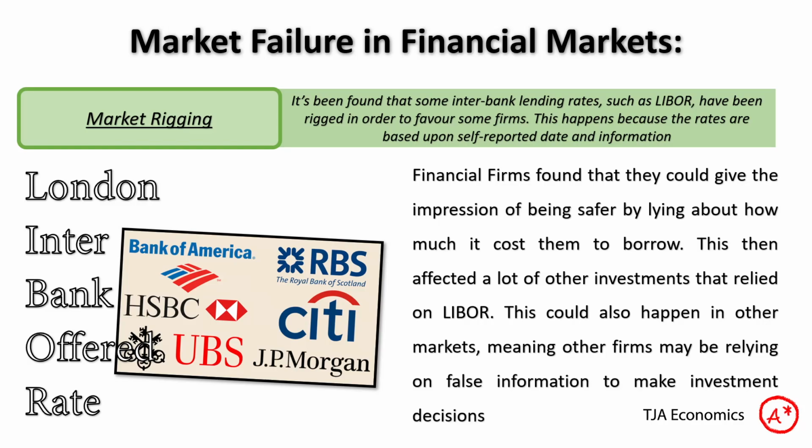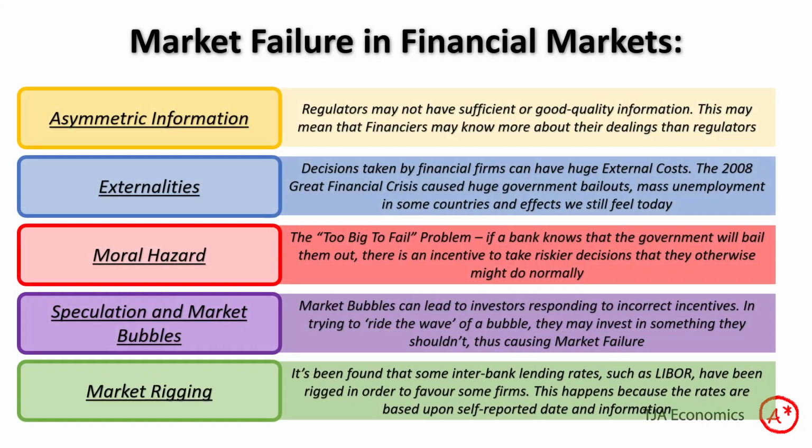Millions, billions, trillions of pounds of investments every year rely on LIBOR. Therefore, other markets may fail because of that false investment. And so market rigging, where markets and rates and all kinds of things are rigged to favour some firms, could cause market failure. So we've got our 5 forms of market failure in financial markets.